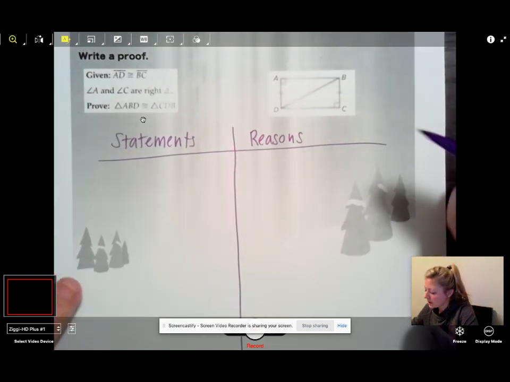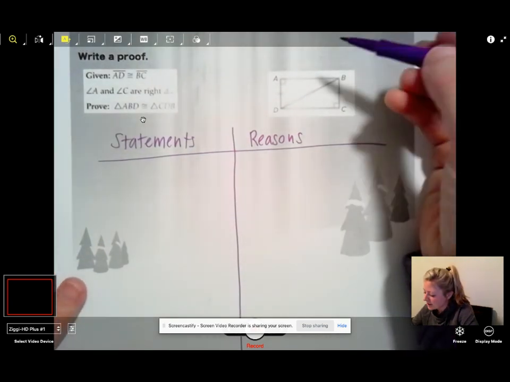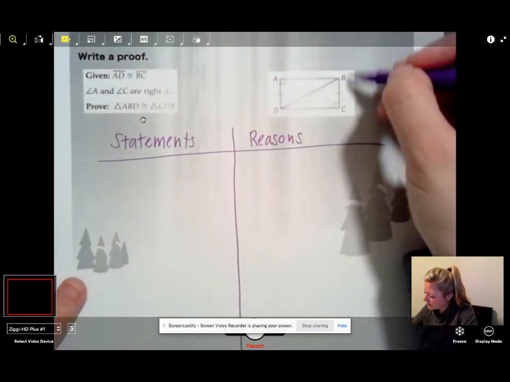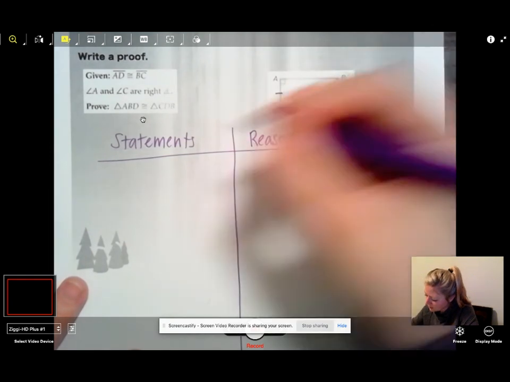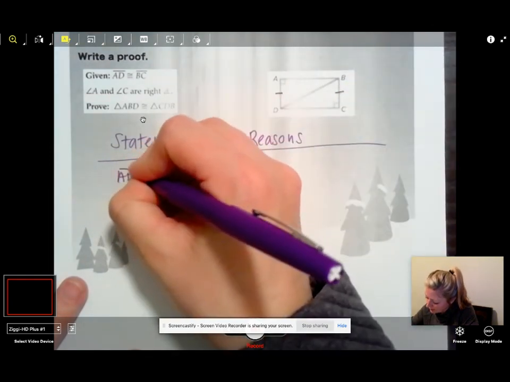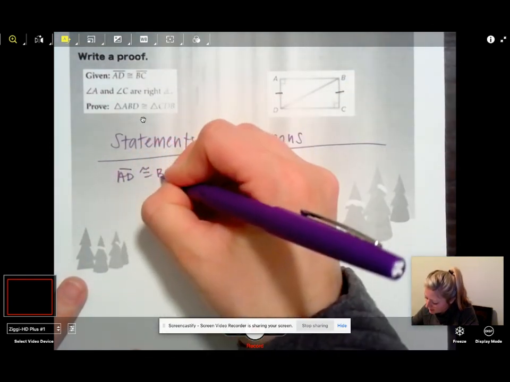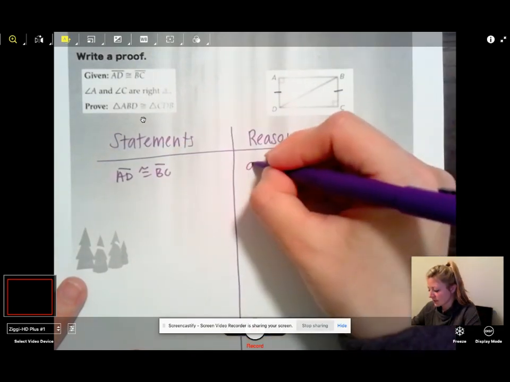Okay, so here we go. Let's see. So AD is congruent to BC, which they kindly marked for us. Now I can write it down here. AD is congruent to BC. Why did I write that? Because it was given.